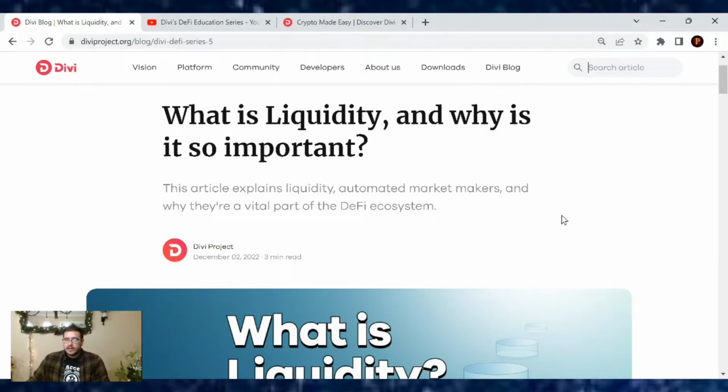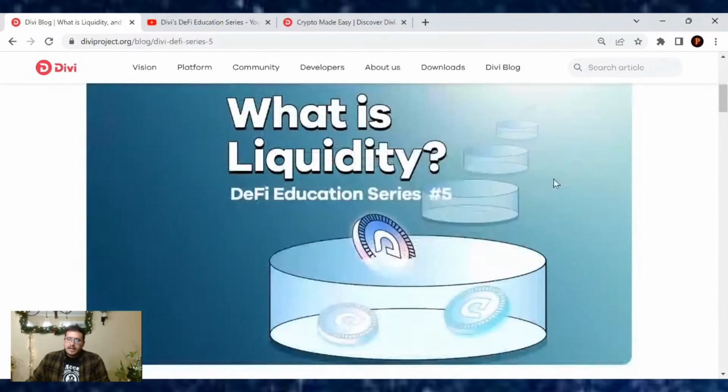This one is What is Liquidity and Why is it so important? This article explains liquidity, automated market makers, and why they are a vital part of the DeFi ecosystem. Now, this is number 5 of the DeFi educational series.